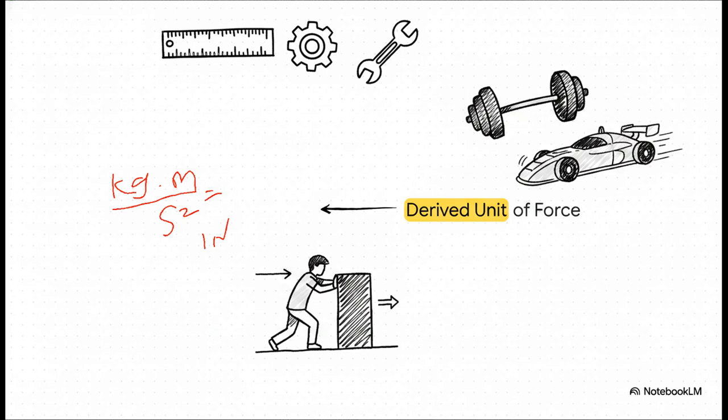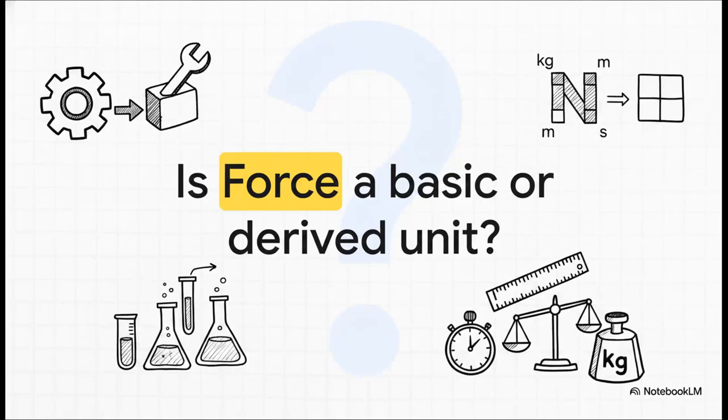Force is a derived unit, mathematically formulated to be perfectly compatible with Newton's second law. Force equals mass times acceleration. By multiplying kilograms by meters per second squared, we get our derived unit of force, which we proudly call the Newton. Before we move on, let's test your grasp on the language of units.